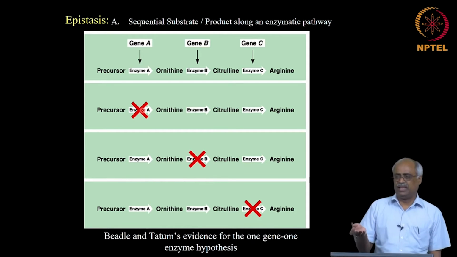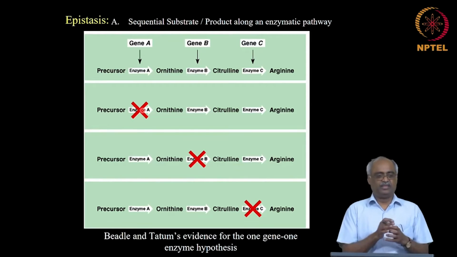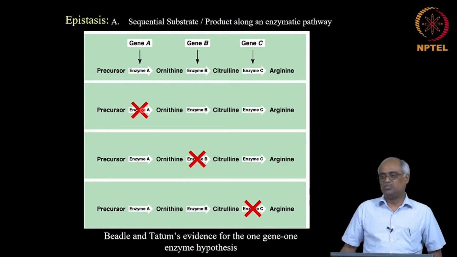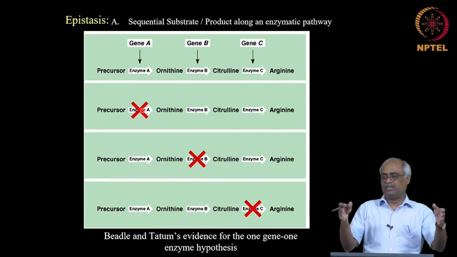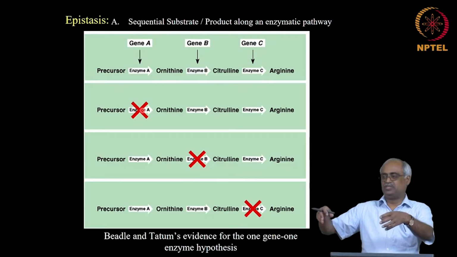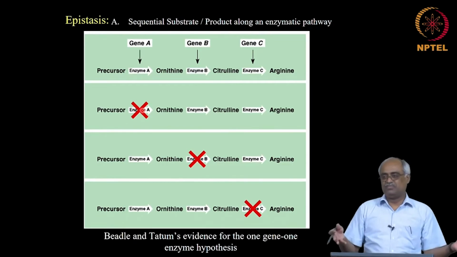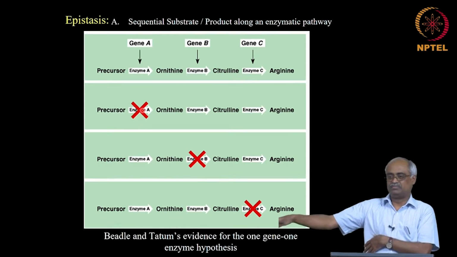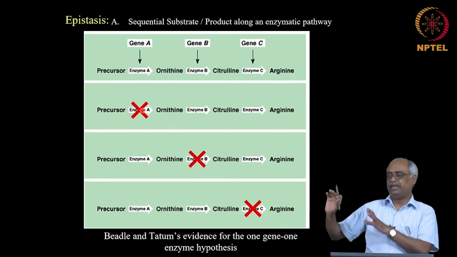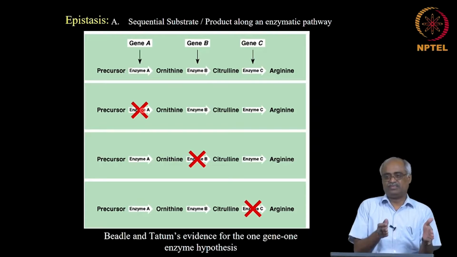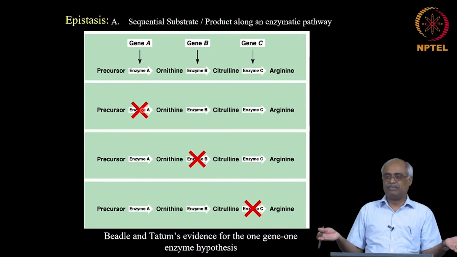let us say you have an automobile manufacturing assembly line. The initial step, somebody brings the body parts and puts them together, then somebody mounts the engine, and then somebody fits the wheels. Now, if the body part assembly workers have not come, then the rest of it cannot happen. Although the rest of the machinery and workers are all there, you are not going to make a car. So, the first part is essential, and therefore that is epistatic if it is not there.